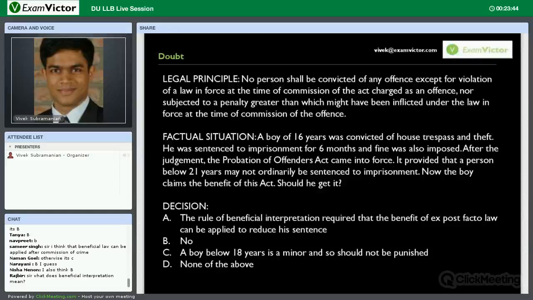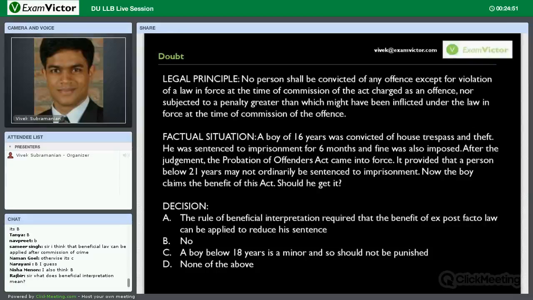Now in our factual situation, there was a provision for imprisonment earlier, but subsequently a law was made, the Probation of Offenders Act, and it says that a person below 21 years may not ordinarily be sentenced to imprisonment. The boy is, or rather was, 16 years of age at the time when the offence was committed, and the Probation of Offenders Act gives him the benefit that ordinarily he should not be sentenced to imprisonment. But this act came onto the statute book subsequently. Now the question is whether a subsequent act can reduce the penalty. So obviously yes, there is no bar. The bar is only for the penalty to have been increased. In this case, the penalty is sought to be reduced, and the principle does not bar reduction of a penalty subsequently.